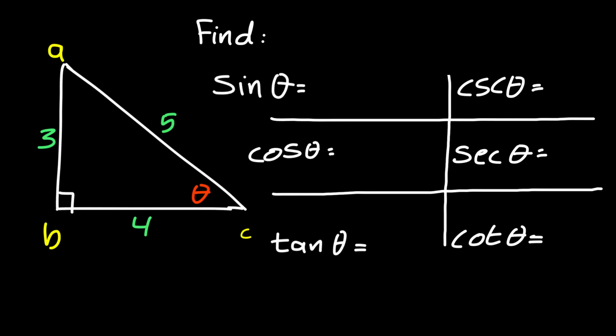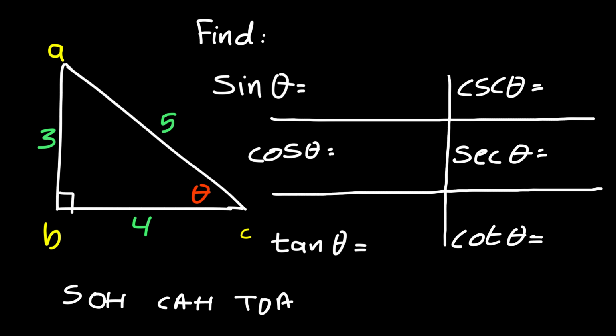Let us take a look at this example. I have a right angle triangle ABC. The angle B is 90 degrees, and they give me the sizes of the sides in the question: AB is 3, this is 4, and this is 5. And I am requested to find sine theta, cosine, tan, cosecant, secant, and cotangent theta. Let me first write the shortcuts, which are SOH, CAH, TOA.